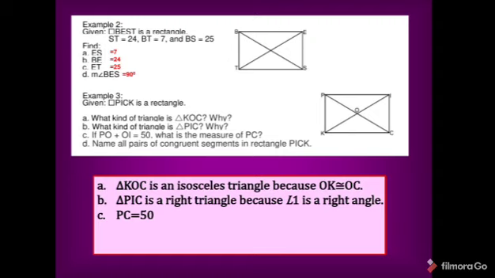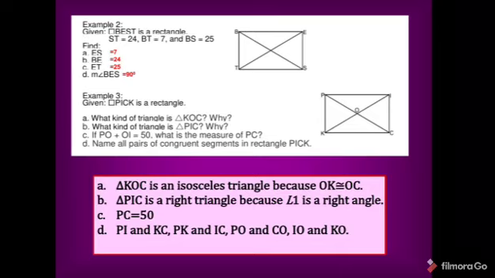Correct. Letter D: name all pairs of congruent segments in rectangle PICK. So we have segment IP and segment KC, segment PK and segment IC, segment PO and segment CO, segment IO and segment KO.